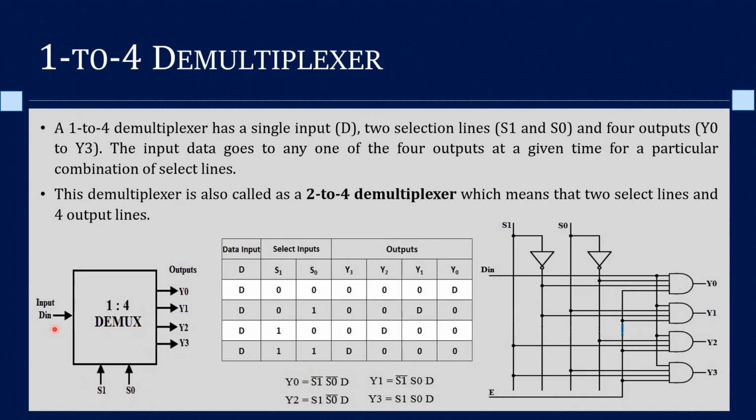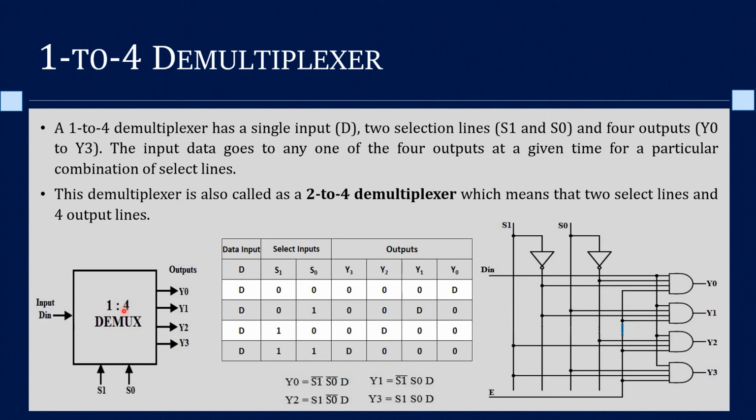Fine. The input data goes to any one of these four outputs at a given time for a particular combination of select lines. So based on the values of S1 and S0, the input from this D in will be distributed to any one of the four output lines. This demultiplexer is also called a 2 to 4 demultiplexer, which means that it has two select lines and four output lines.